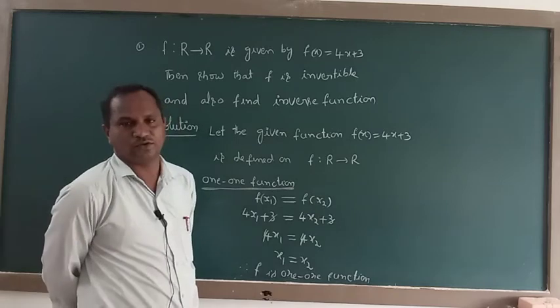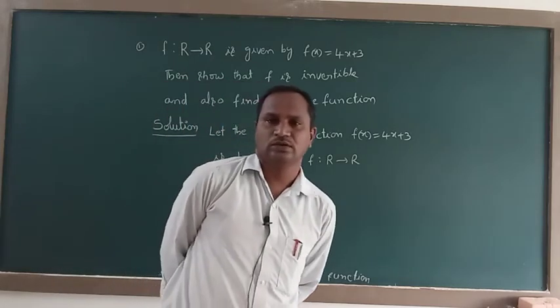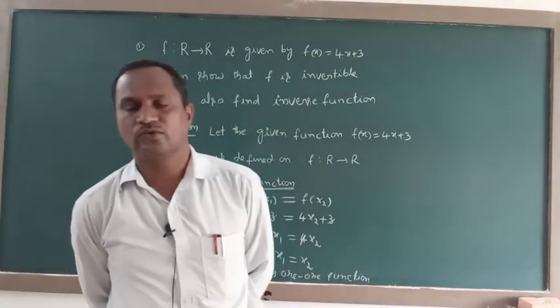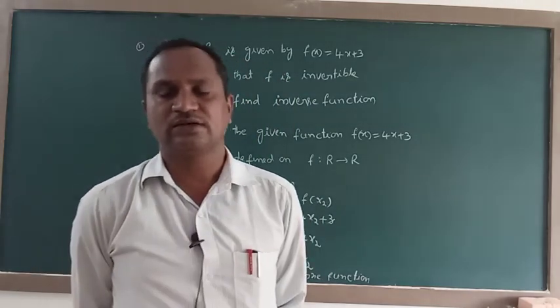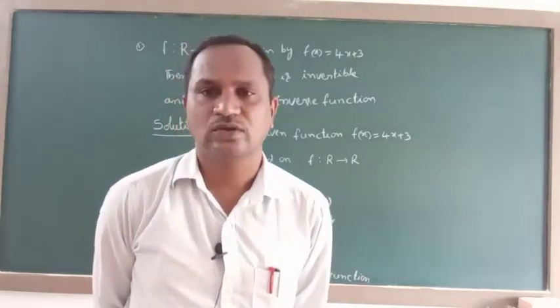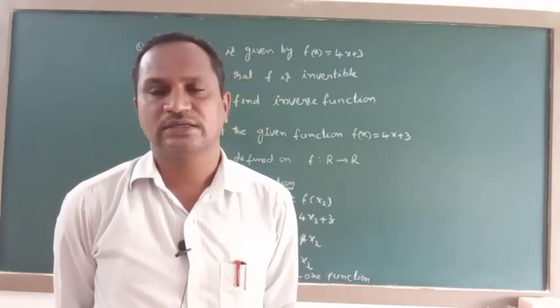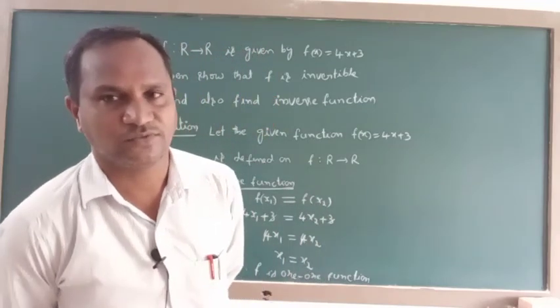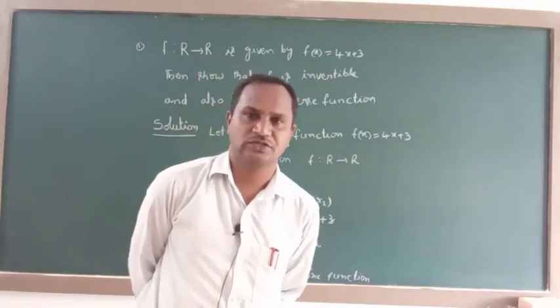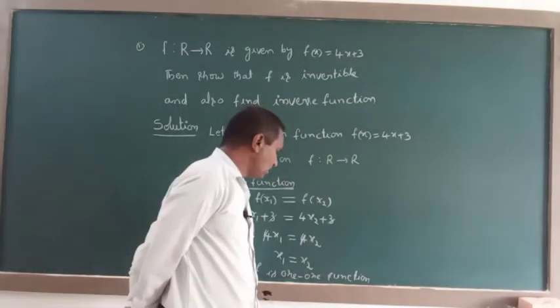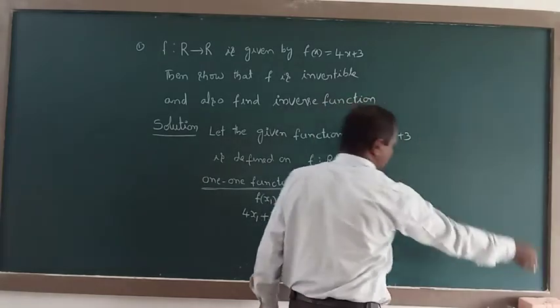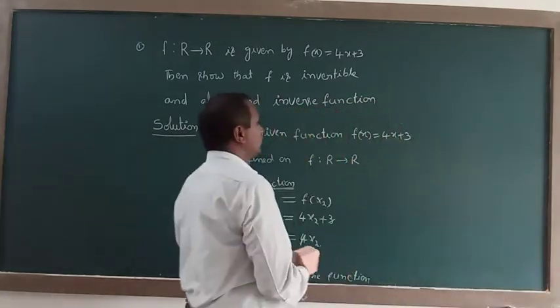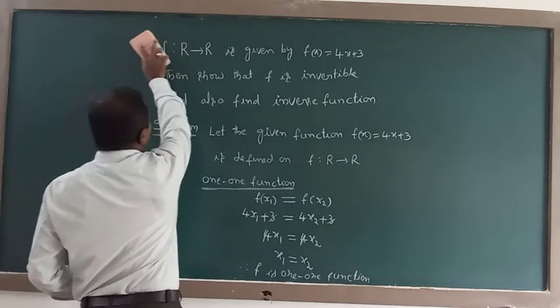F of x1 is equal to f of x2, that is 4x1 plus 3 is equal to 4x2 plus 3, and the 3 gets cancelled. Then we get 4x1 is equal to 4x2. On cancellation, x1 is equal to x2. Therefore f is said to be a one-one function. Now next, the onto function. Let us discuss the onto function for this function.